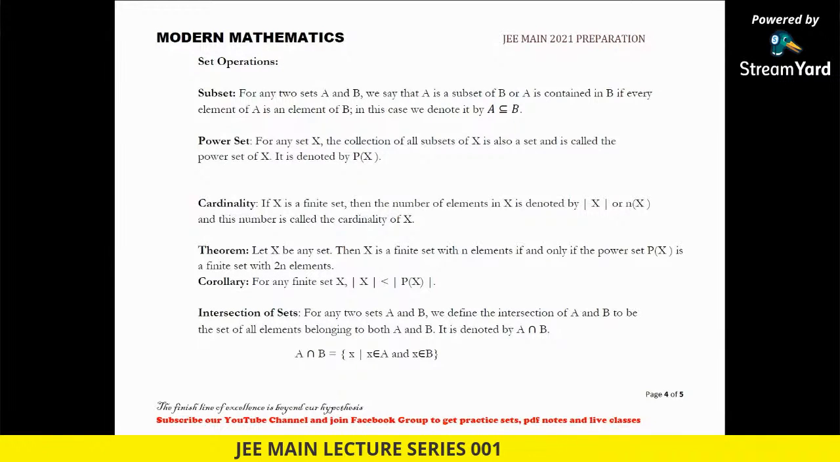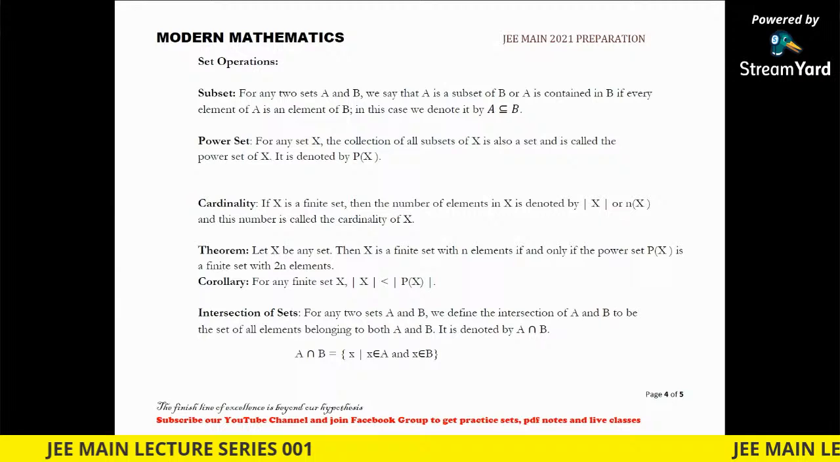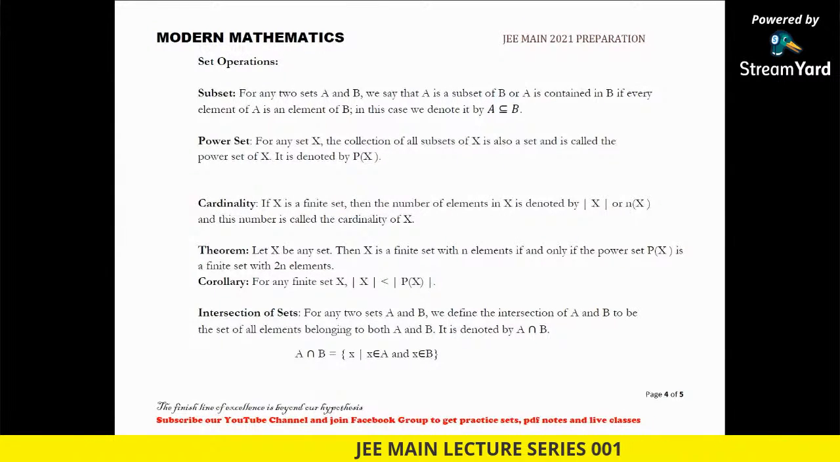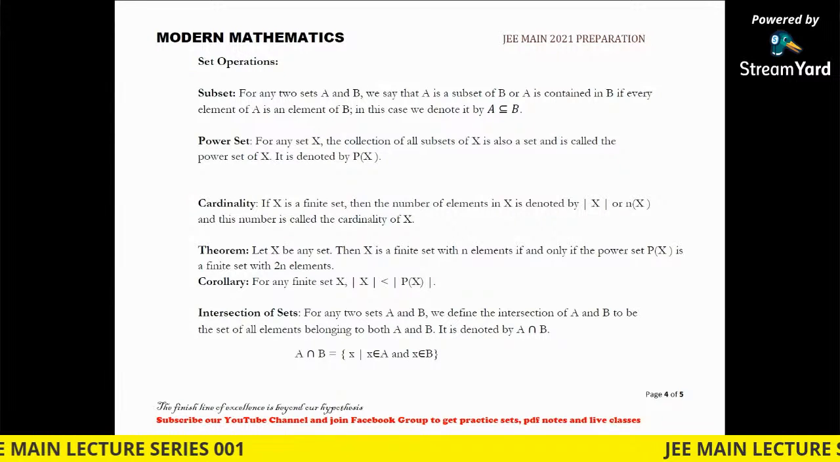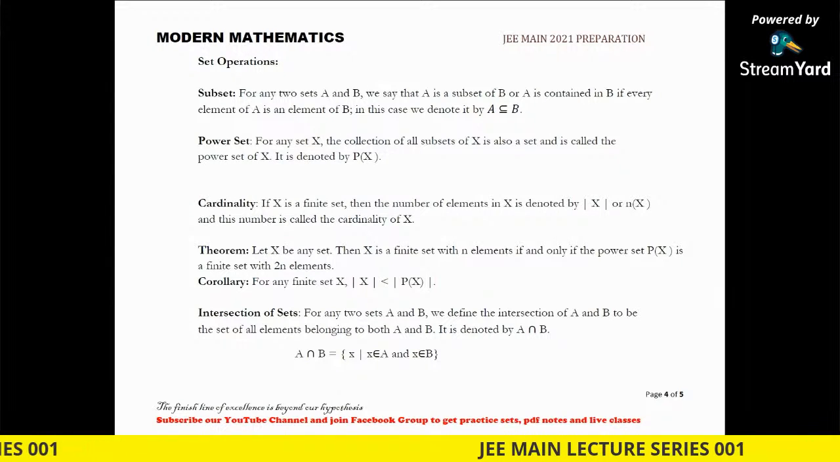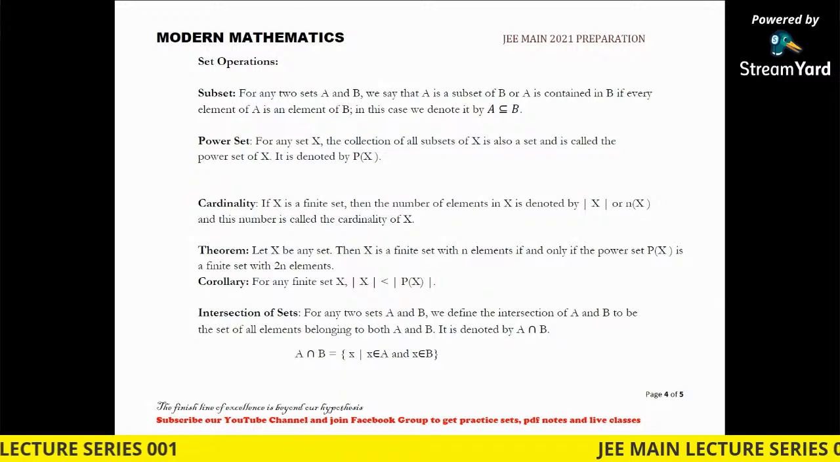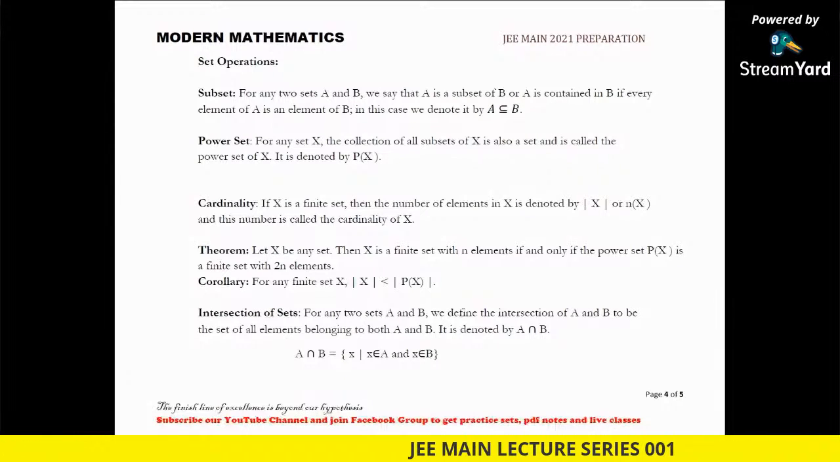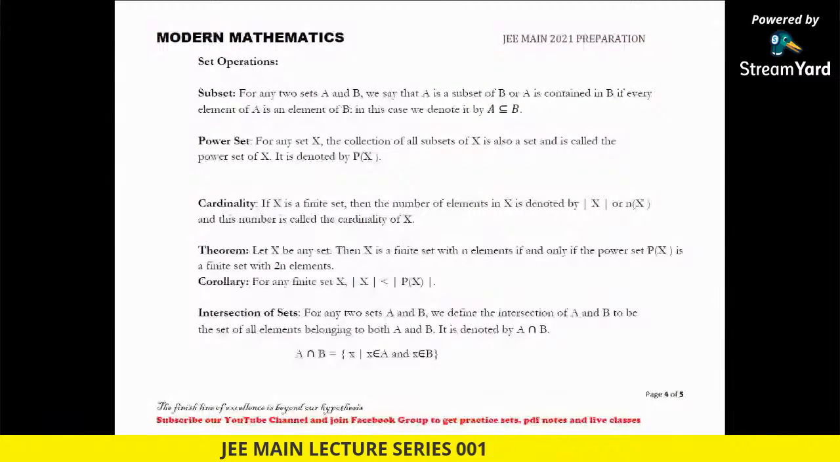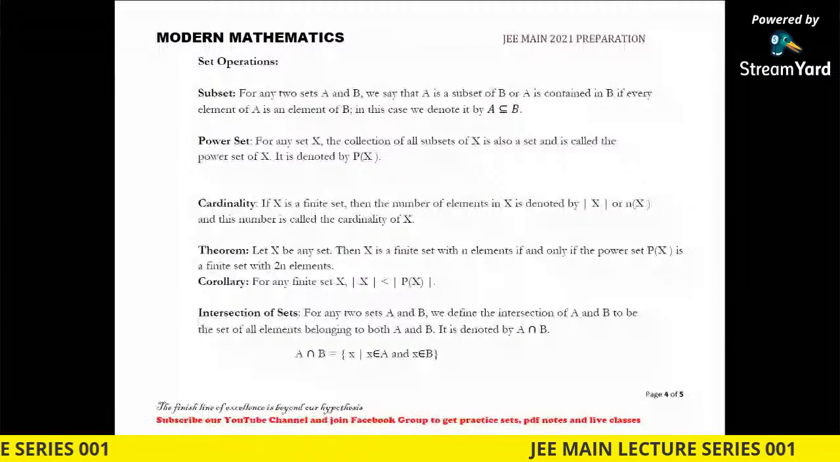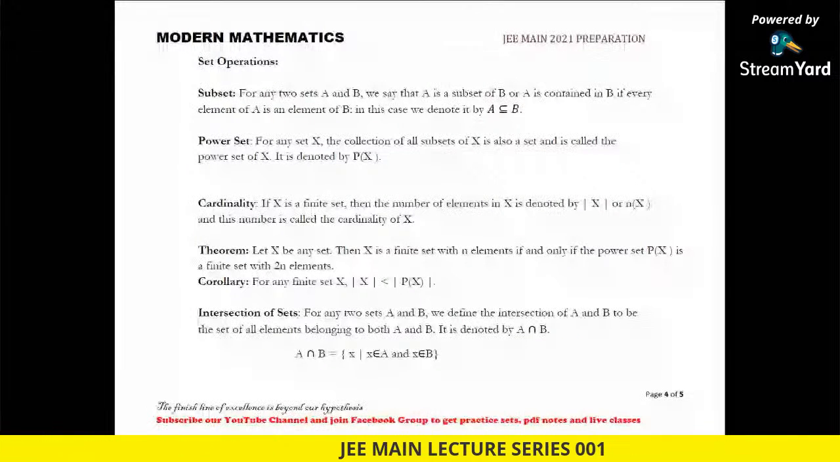If X is a finite set with n elements, suppose X has 10 elements, then the number of elements in the power set, the set of all subsets of capital X, called P(X), is 2 to the power n. This is a very important one liner statement.